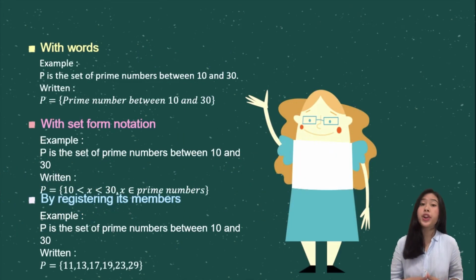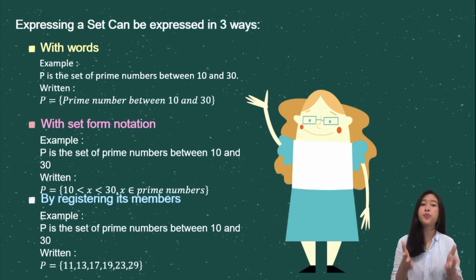Next, a set can be expressed in 3 ways. Number 1, with words. Example, P is the set of prime numbers between 10 and 30. Written, P equals the set of prime numbers between 10 and 30, like this.